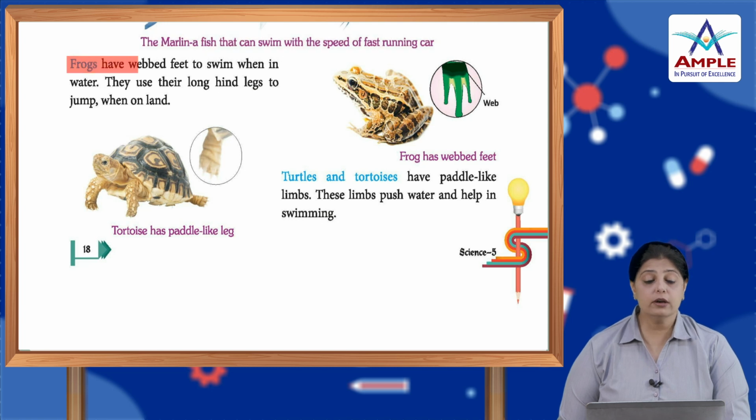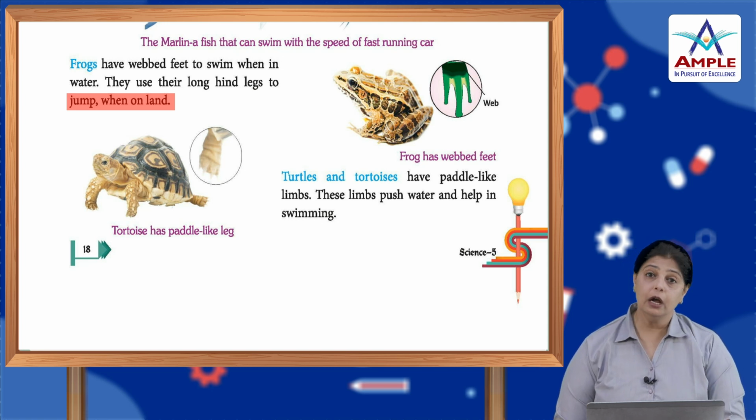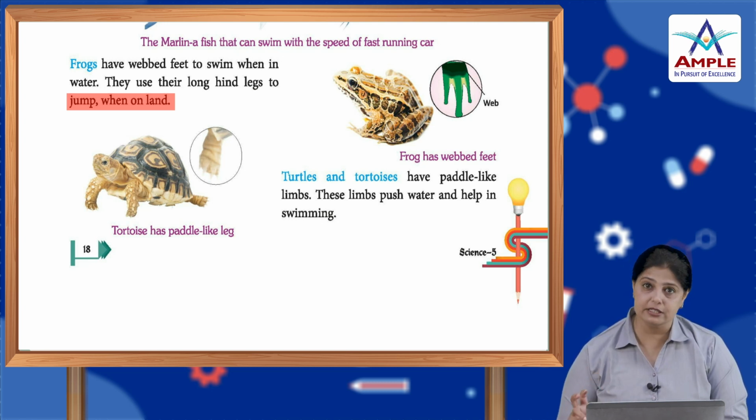Frogs. Frogs have webbed feet. If you look at their feet, they are webbed, they are joined. They use webbed feet to swim when in water, and they use their long hind legs to jump on land. Whenever they are on land, they use their hind legs to jump. And frogs, if you've ever observed them, if you've gone to a village or if it rains, generally in areas where there is a lot of grass or a lot of mushy places, that's where you see the frogs. They jump really very fast.